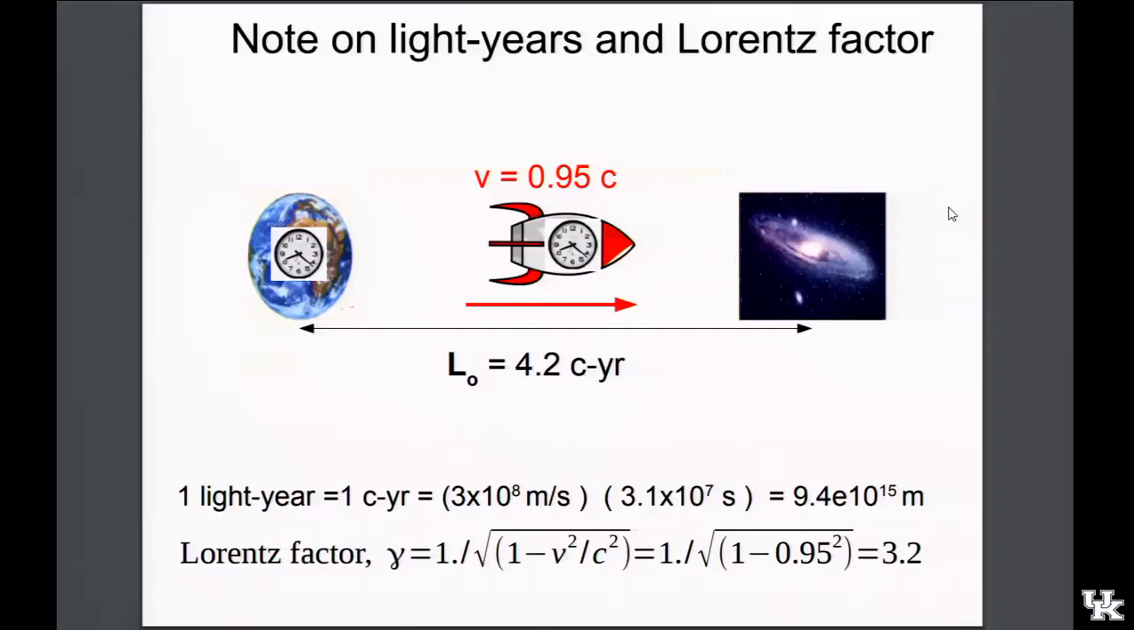So I did first, therefore, calculate the corresponding Lorentz factor. Remember that the Lorentz factor is 1 over the square root of 1 minus v squared over c squared. V squared over c squared will be 0.95 squared, because v is 0.95c, comes out to be 3.2.